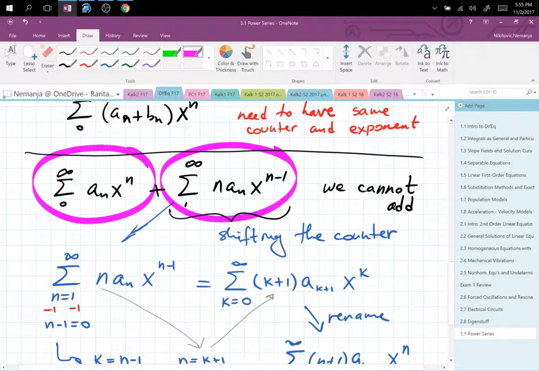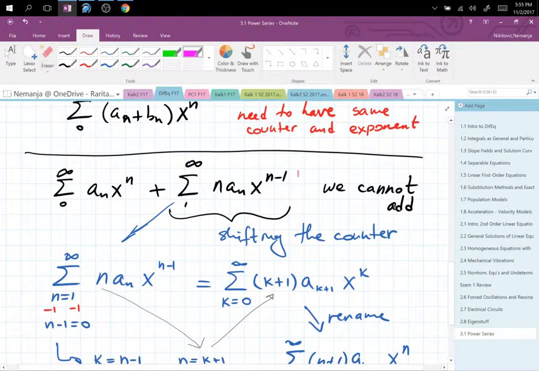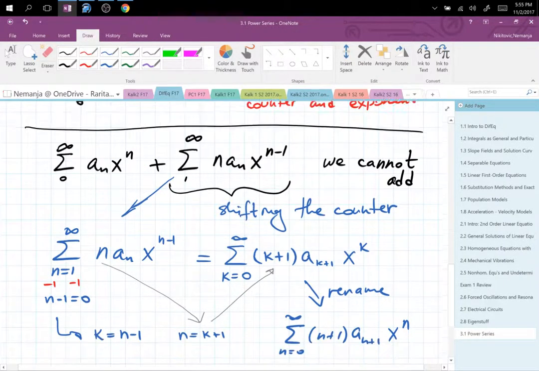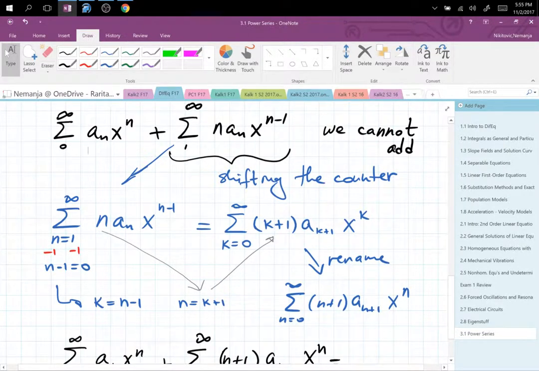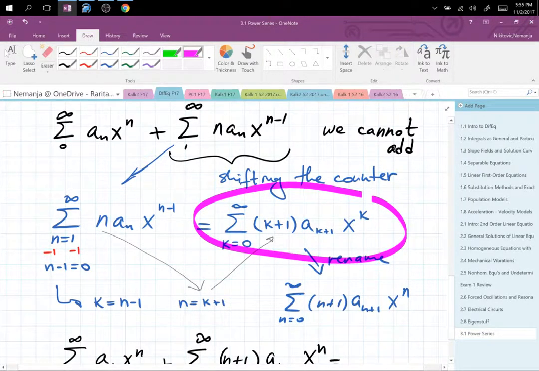So now, yeah, you want to add these two, but we can't add because they start with a different value. This one starts at 0, this one starts at 1. So I have to shift the counter to make them the same. And also I see that the exponent is off, so I have to worry about that one as well. So by doing this, we came up with the equation, as you can see, that starts at 0 and has x to the k.